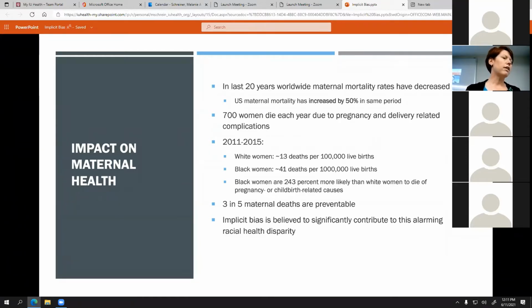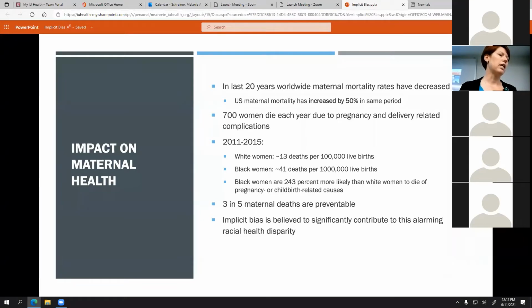And the really scary stuff is when you break it down by race, because the difference is astounding. For white women, there are about 13 deaths per 100,000 live births. In Black women, it's about 41 deaths per 100,000 live births, sorry. So that gives Black women 243% more likelihood than white women to die of pregnancy or childbirth related causes. And that should make us all upset.